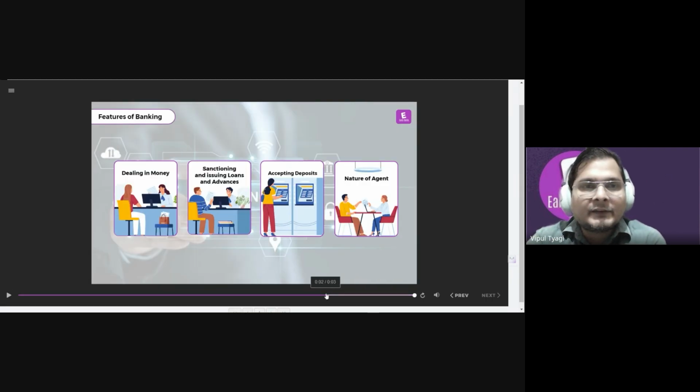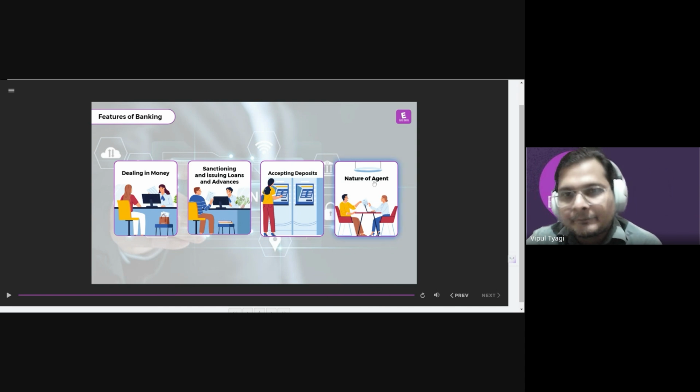So features of banking, what are the different features of banking? Dealing in money, bank deals in money. They accept deposit, they lend money to other people. Sanctioning and issuing loans and advances. Accepting deposits, nature of agent.